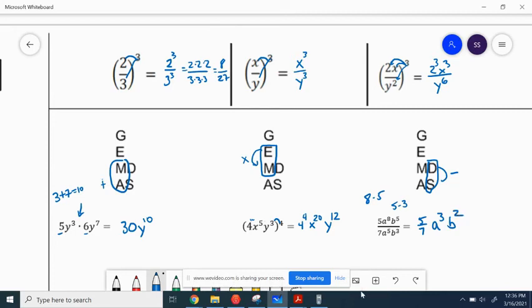All right. So this, and I just want to show you, is also the same thing as 5 being in the numerator with a to the third, b to the second, all over 7. These are, again, the same thing. Okay, they're equal.